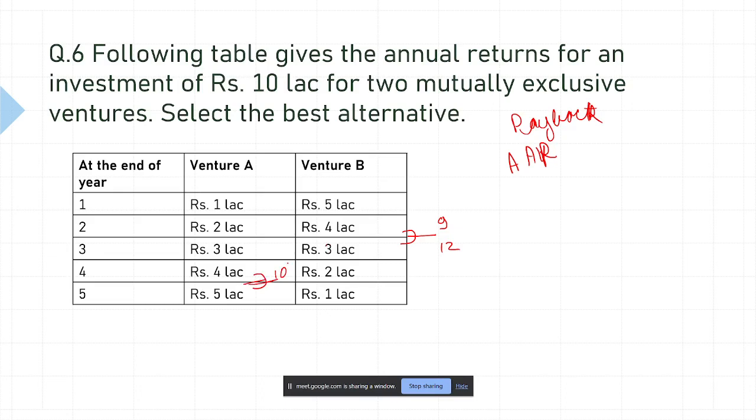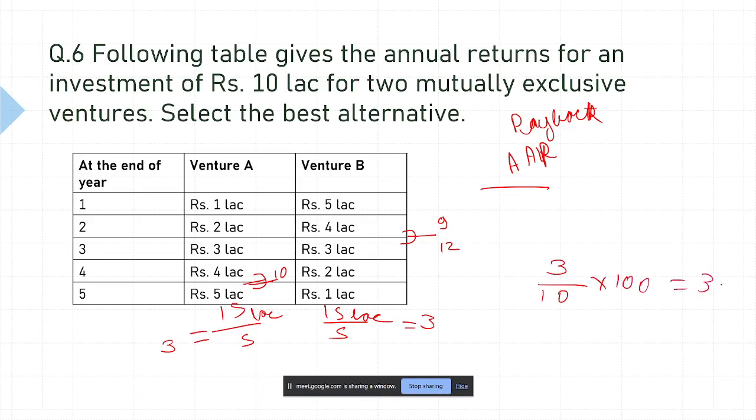If you had gone through the average annual rate method, you would have found that the total is 15 lakh for both ventures for 5 years. That gives you 3 lakh per year, so the average annual rate would have been 30% for both cases. Do you follow me? Yes, sir.